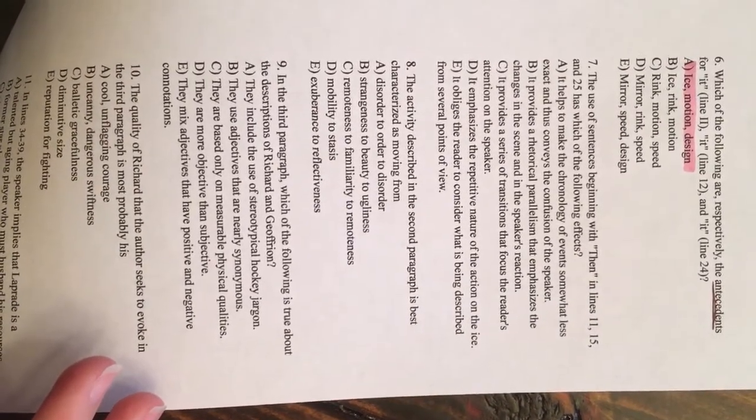Number 7, the use of sentences beginning with "then" in lines 11, 15, and 25. You remember that parallel structure in the passage? Did you mark it? That's one of the things that I marked. It was kind of a touchstone that helps you focus on what's happening, brings your focus back. Because, man, Faulkner likes these really long and rambling sentences. That's his style of writing.